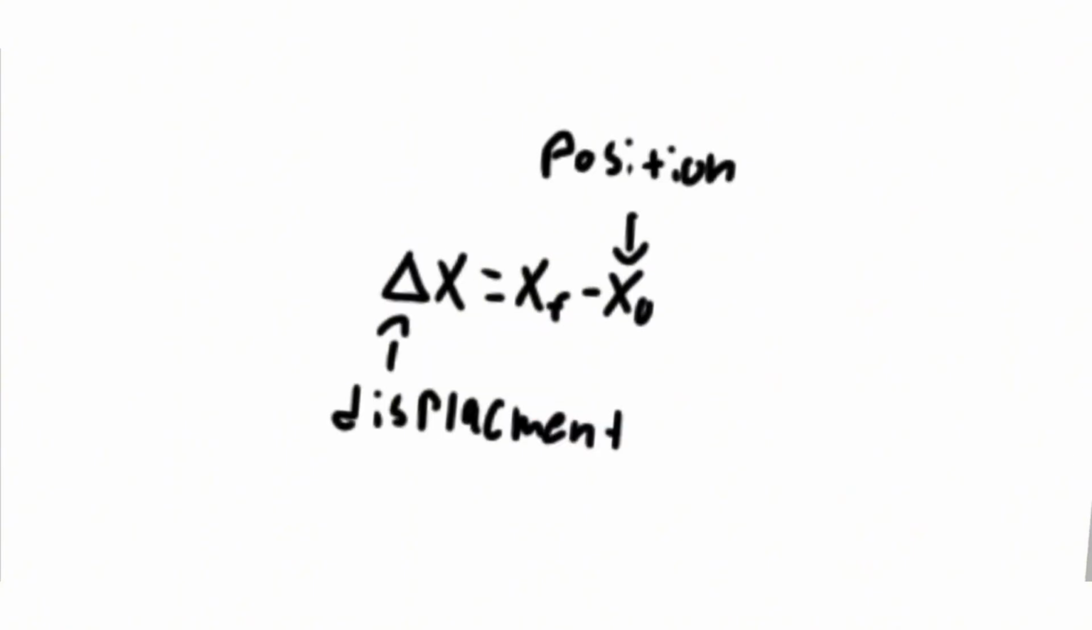Now, a helpful equation to help us determine displacement would be this one right here. Delta x is equal to x final minus x initial. In this case, x just means position and delta x just means displacement. Keep in mind that your position just means where something is, like located on a number line.